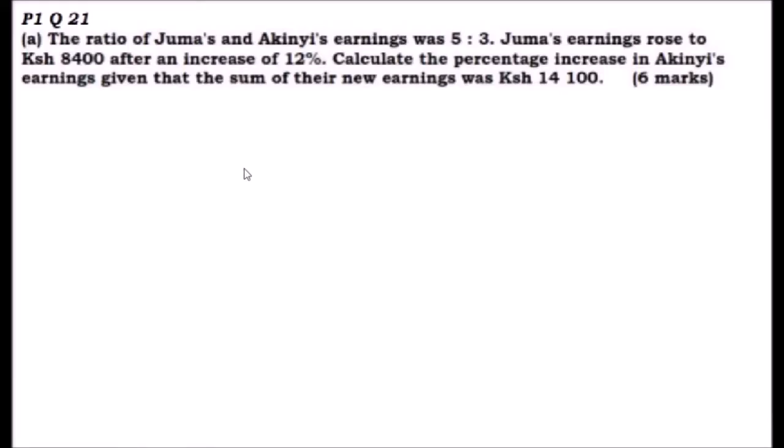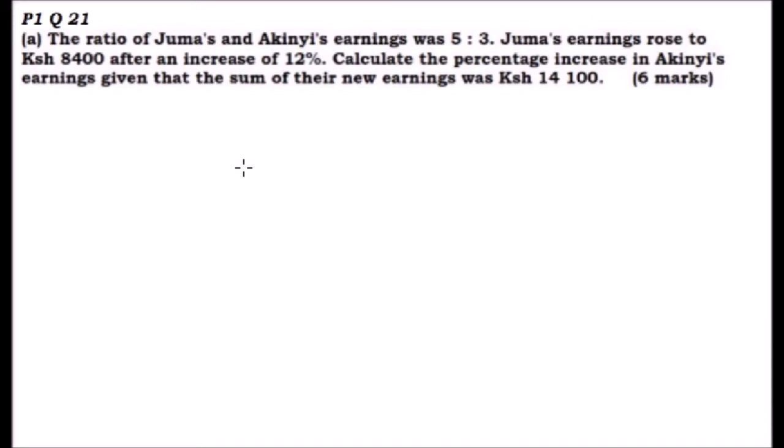Number 21, part A. We are told the ratio of Juma's and Akinyi's earnings were 5:3. Juma's earnings rose to Kenya shillings 8,400 after an increase of 12%. Calculate the percentage increase in Akinyi's earning given that the sum of their new earnings is 14,100, and you get yourself 6 marks. So this is a very easy question, and awarded good marks if you only follow the right procedure.